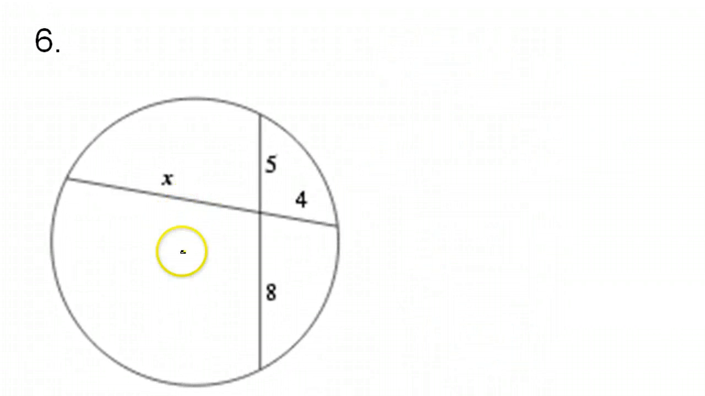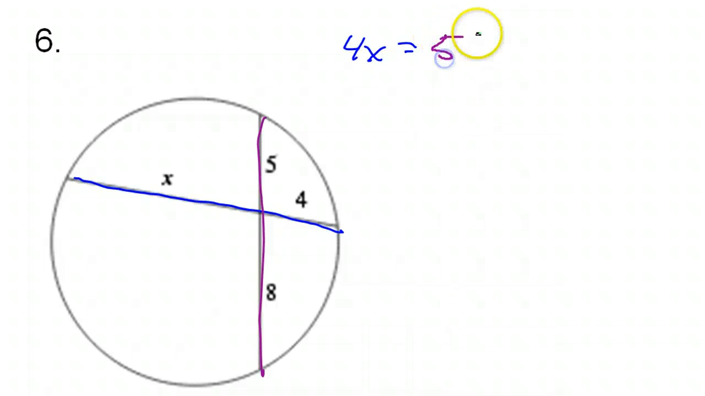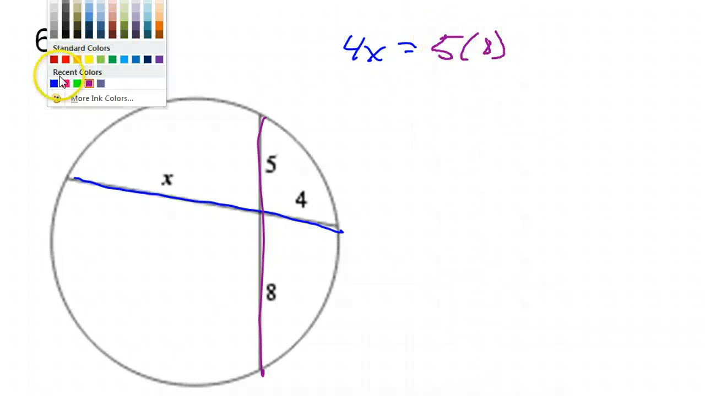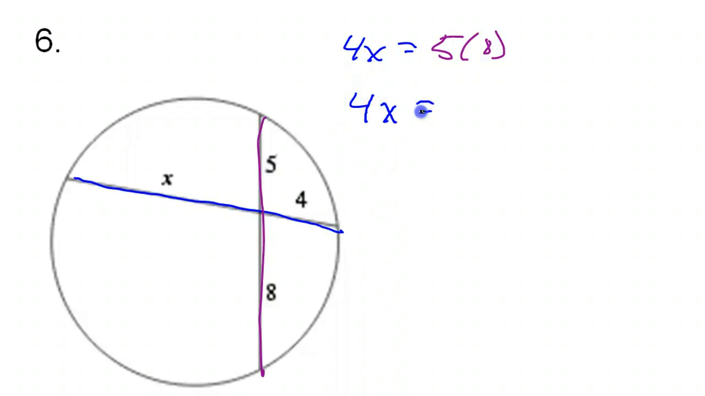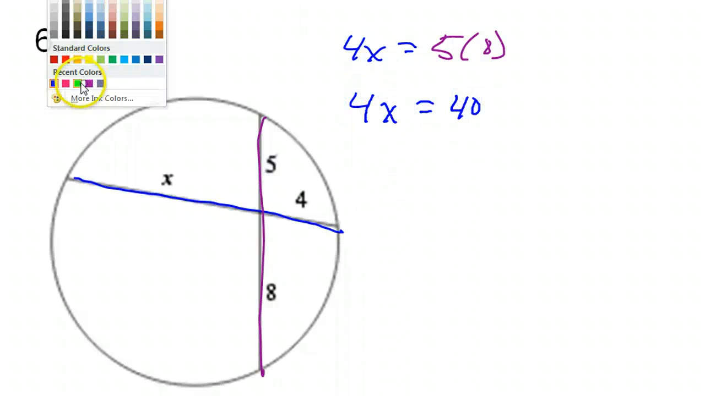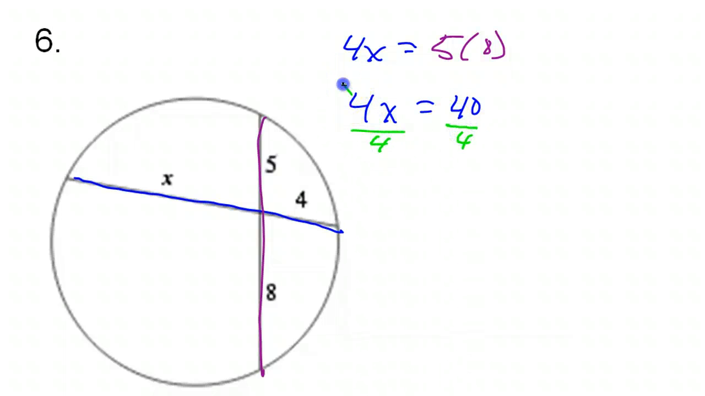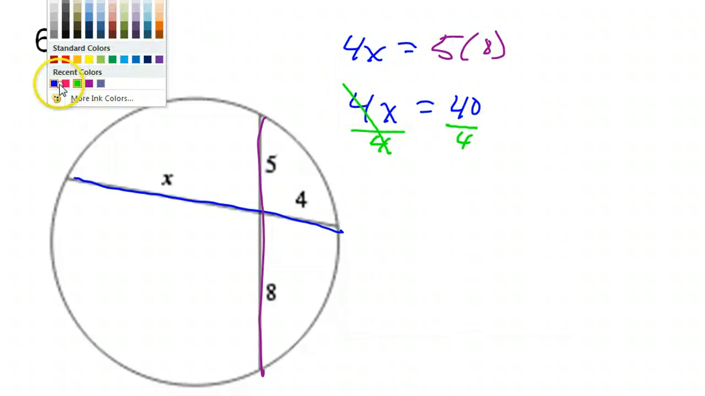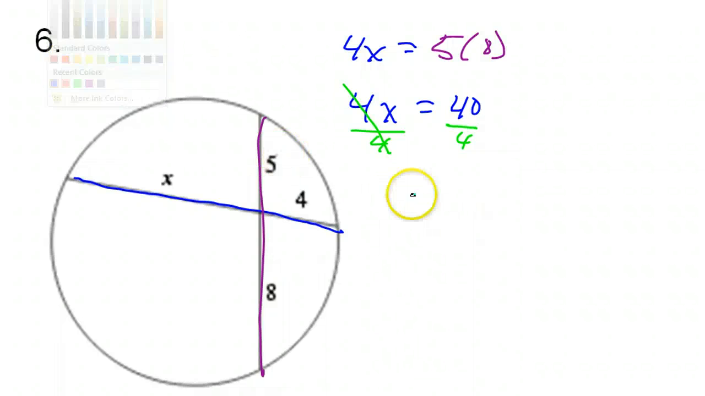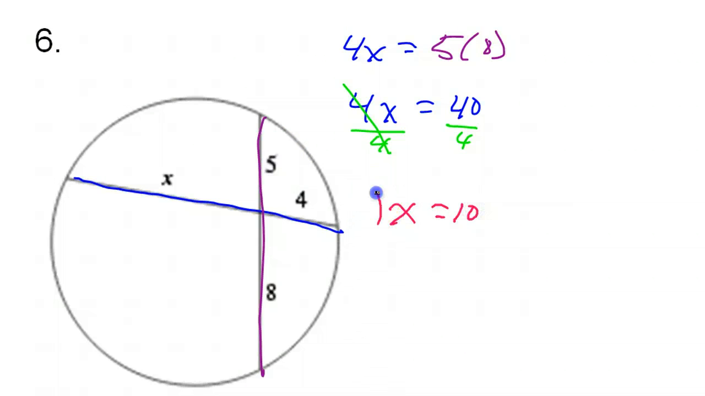All right, once again for number 6, it's a part times part equals part times part situation. So looking at this chord, part times part is 4 times x. That's just 4x. Looking at this chord, part times part is 5 times 8. So that gives me 4x is equal to 40. Now I divide by 4. X is equal to 10. That's the answer to number 6.